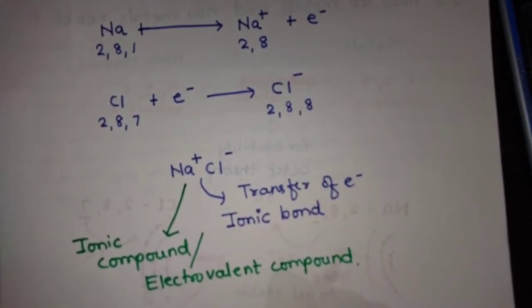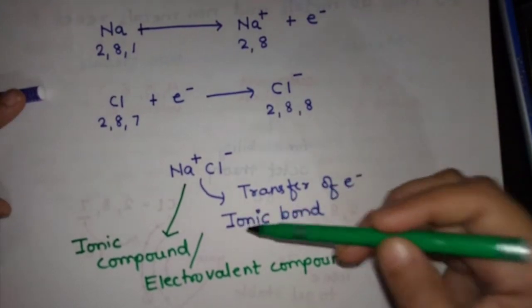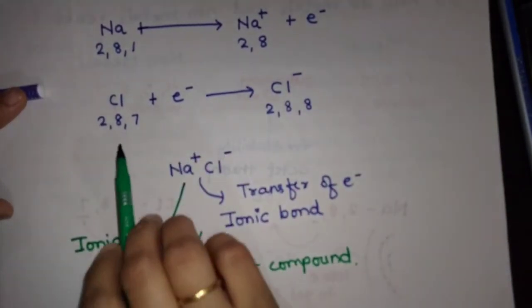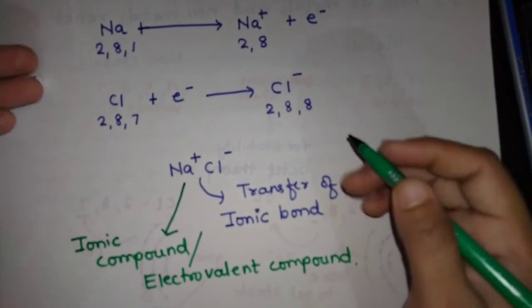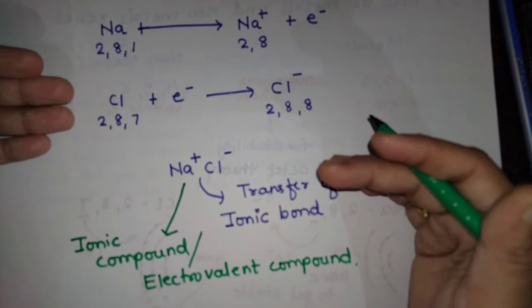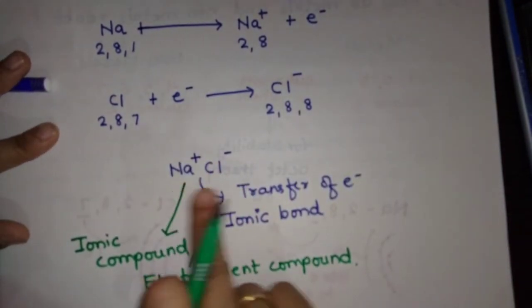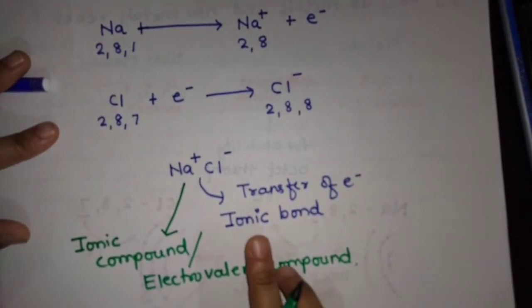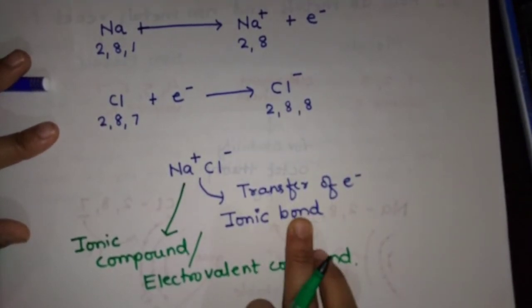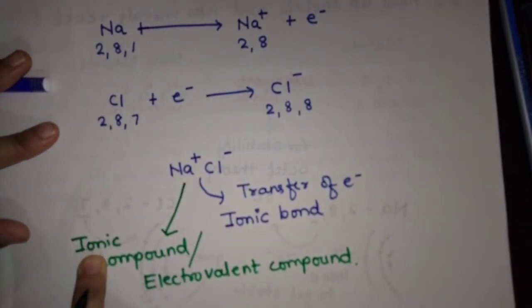So I hope this is very helpful for you to know why metals and non-metals react and form ionic bonds. To complete their octets, sodium needs to lose one electron and chlorine gains one electron. In this way there is a transfer of electron from sodium to chlorine, and this transfer is responsible for the formation of the ionic bond. Due to this ionic bond between sodium and chlorine, this compound is an ionic compound or electrovalent compound.